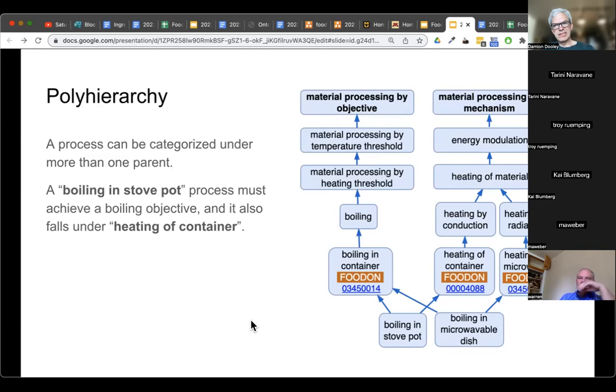So of course, any process we might look at may actually have both these components. So there's material processing by objective, in this case, a boiling example, where you're trying to take some liquid to a temperature threshold, and then the mechanism, in this case, heating of material by either conduction or radiation, and then there's various ways of doing that. So boiling on a stovetop is choosing one objective, but a different mechanism than boiling in a microwavable dish.